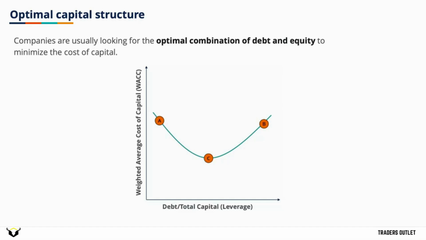At point B, on the other extreme, the company is almost all debt financed, which makes the company very risky because it doesn't have an ability to service that debt, and so the cost of capital is high again. But in the middle at point C is a sort of sweet spot where debt and equity are properly balanced, and the cost of debt, which is lower than equity, brings down the overall weighted average cost of capital.